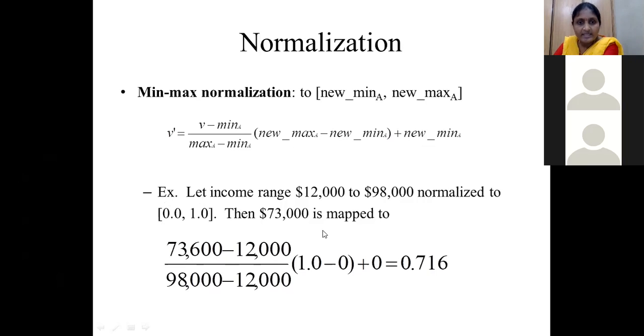0.716. So this 73,600 falls under the range of normalization, which is the value in between 0 to 1. అంటే ఈ 0 to 1 range లోకి వెళ్ళి దీని వాల్యూ ఎంత వచ్చింది 0.716. So in this way we have to calculate min-max normalization by using the formula which we have specified.